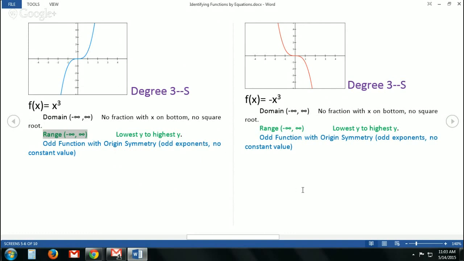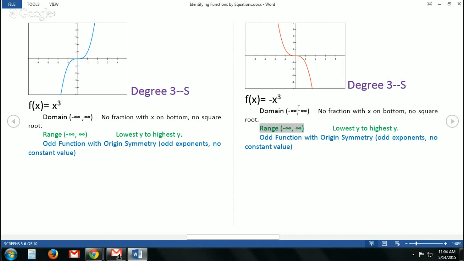If we make a negative out in front of this equation, the effect again is to flip the picture across the x-axis. So now nothing really changes here about our domain or range. It's still got no fraction and there is no square root, so negative infinity to positive infinity is our domain. The range, the low y is over here and it's heading down forever to negative infinity, while the high y is over here heading to positive infinity.